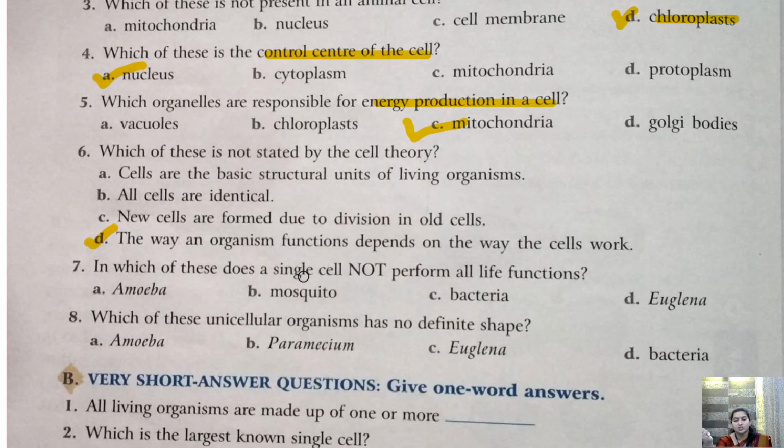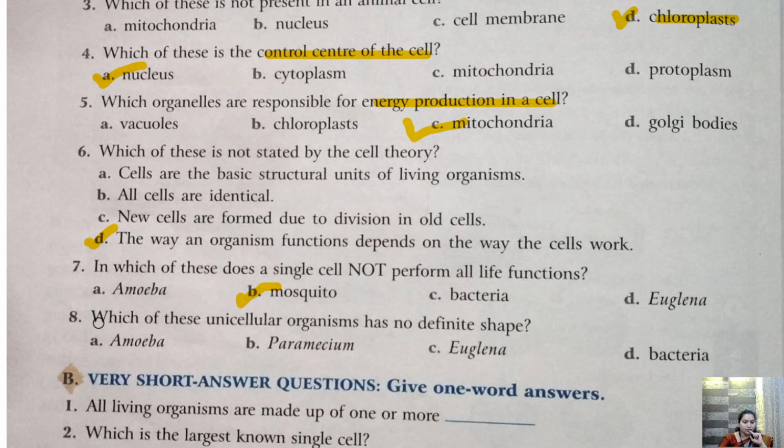So whatever functions there are, that one cell will perform them. So the question is basically asking which of these is not unicellular. Amoeba is a unicellular. Mosquito is a multicellular here. So what will happen in a mosquito? Different cells will perform different functions. Bacteria is again a unicellular and Euglena is also a unicellular organism.